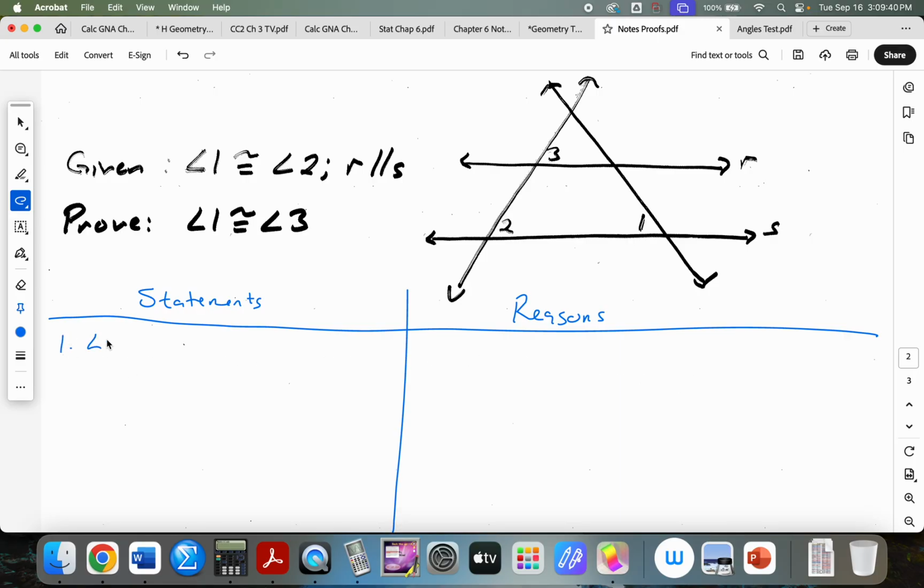I always start with the given. Your book doesn't always. So when you're doing things out of the book, pay attention to that. Tonight's assignment is a worksheet.